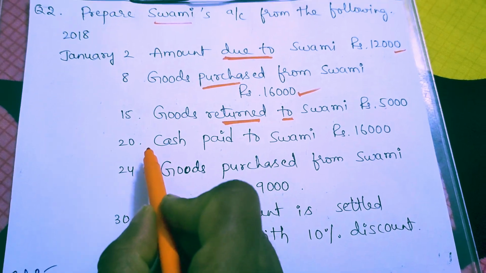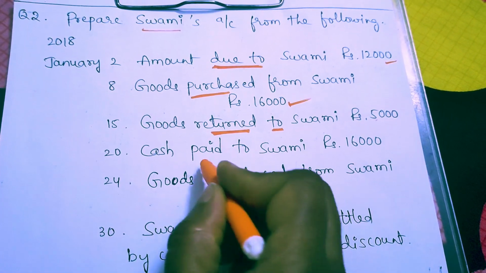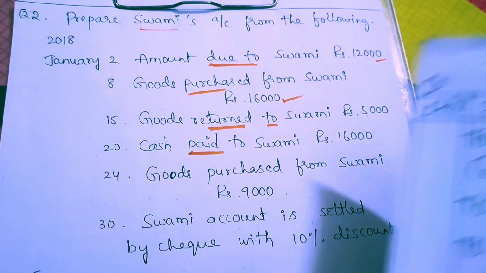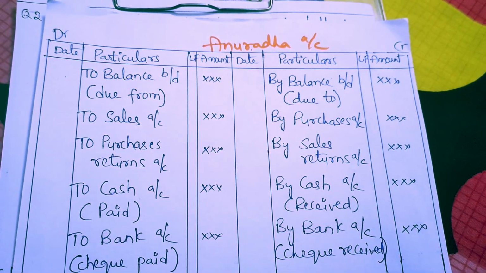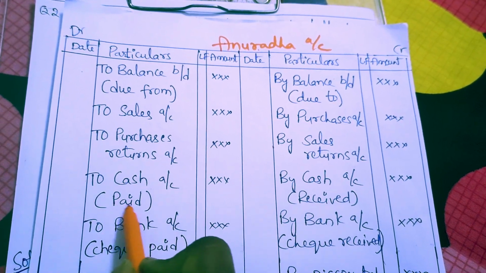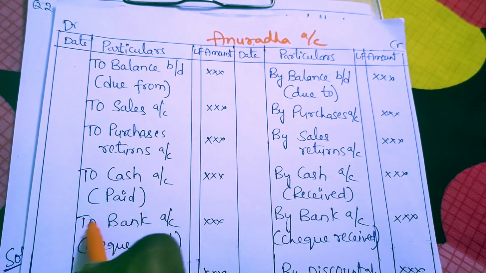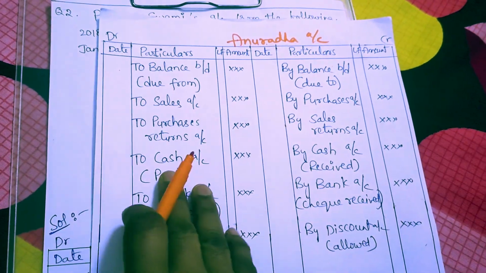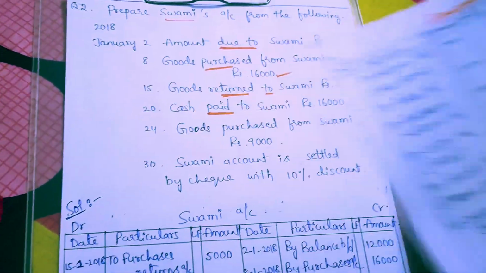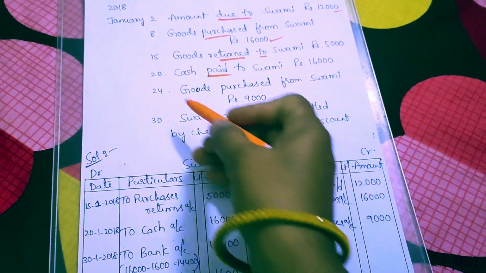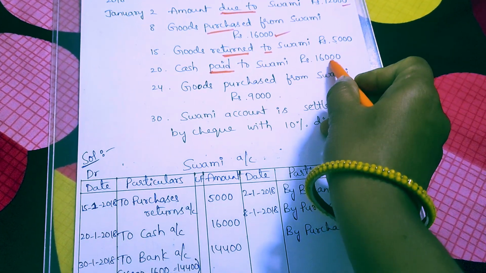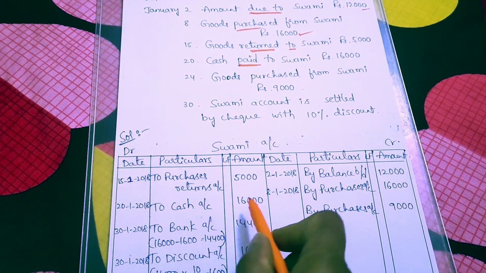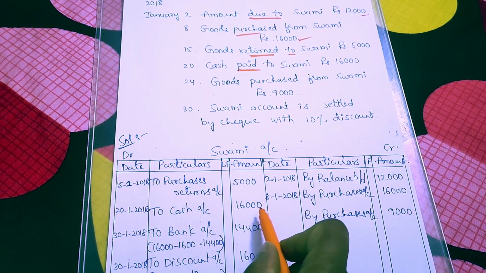Date 20. Cash paid to Swami. Paid. Okay. Cash paid to Swami. So just we have to consider the word paid. And where we should write? Cash paid. Debit side. We are going to write on debit side. Okay. Let us record on debit side now. According to format, we should write on debit side. Now, in our solution also, let us write on debit side. See the date 20. Amount 16,000. So debit side 20-1-2018 to cash account 16,000. Okay.